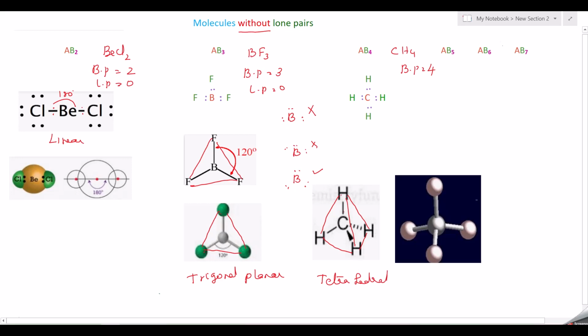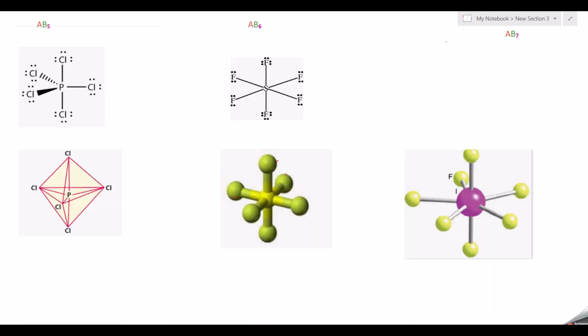So the angle between these two bonds is 109.5 degrees. So methane has a tetrahedral shape. So beryllium chloride has a linear shape, angle is 180. Boron trifluoride has an equilateral triangle or trigonal planar shape, angle is 120 degrees, and methane will have 109.5 degrees. The shape is tetrahedral. Next we have the AB5 type.